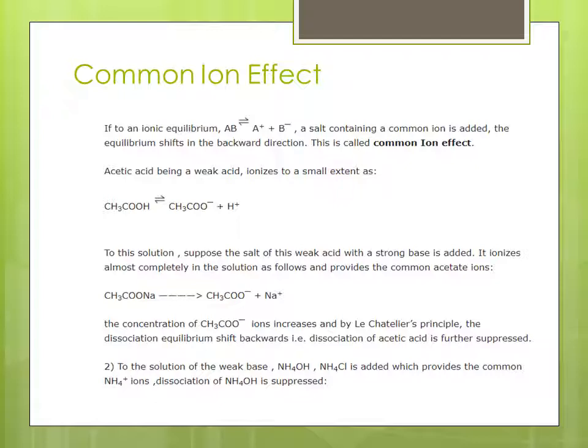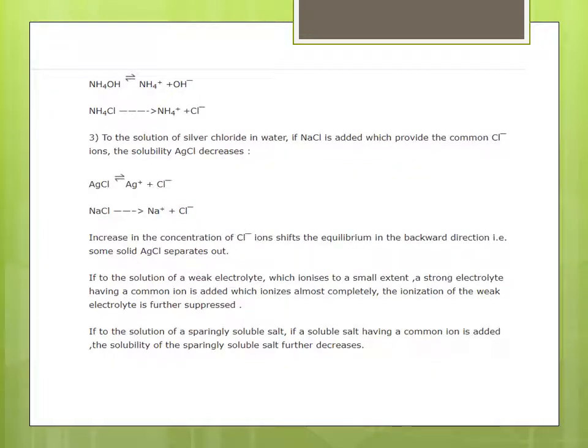To a solution of a weak base like ammonium hydroxide, ammonium chloride is added, which provides the common ammonium ions. Dissociation of ammonium hydroxide is suppressed. Now taking the example of ammonium hydroxide and ammonium chloride, they dissociate in a very simple way as usual.